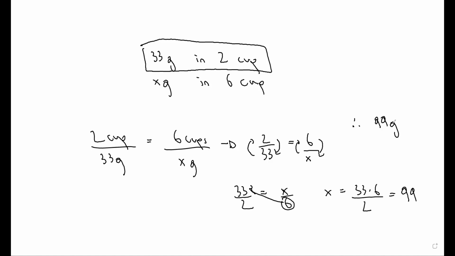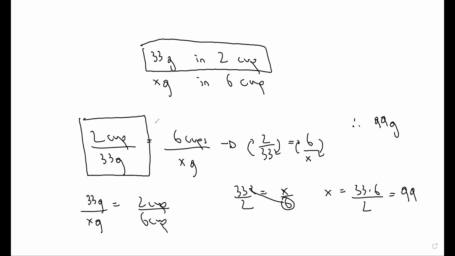Like I'll see people who will do like 33 grams over X grams equals 2 cups over 6 cups. And none of this is gonna work if you just throw everything in there randomly. So I recommend doing this one separately and then doing this one separately and making sure that everything is together.